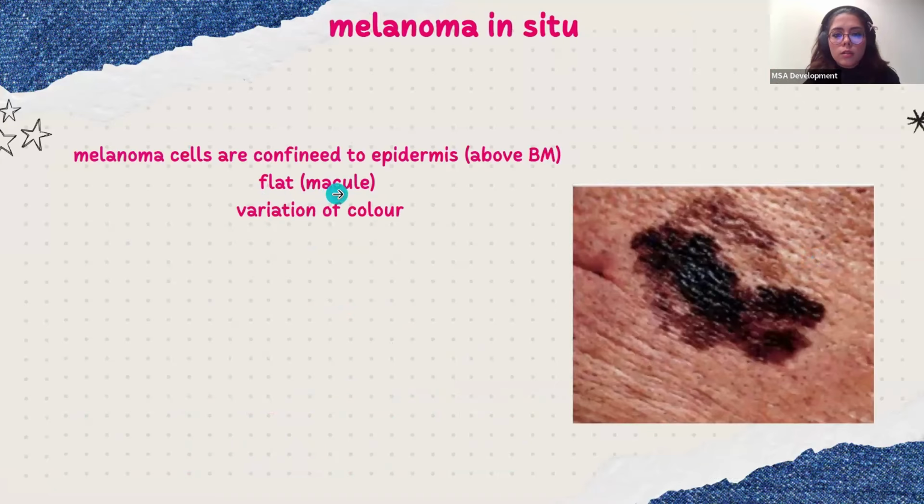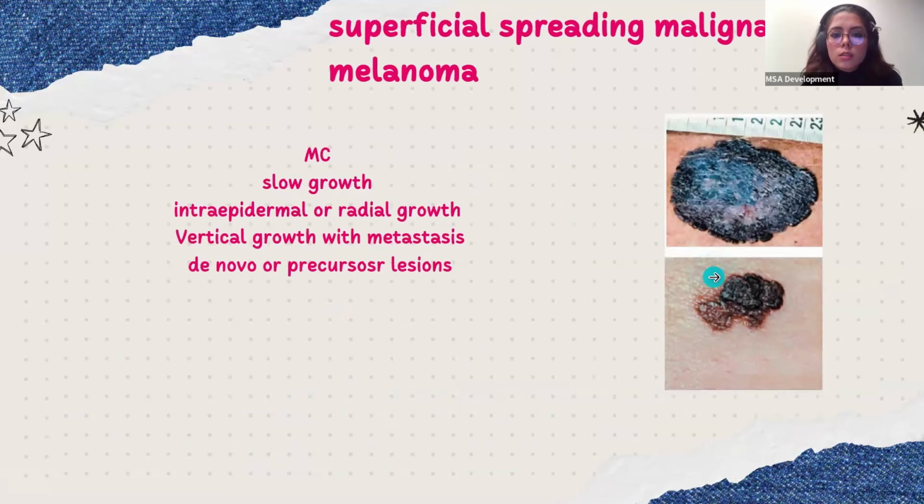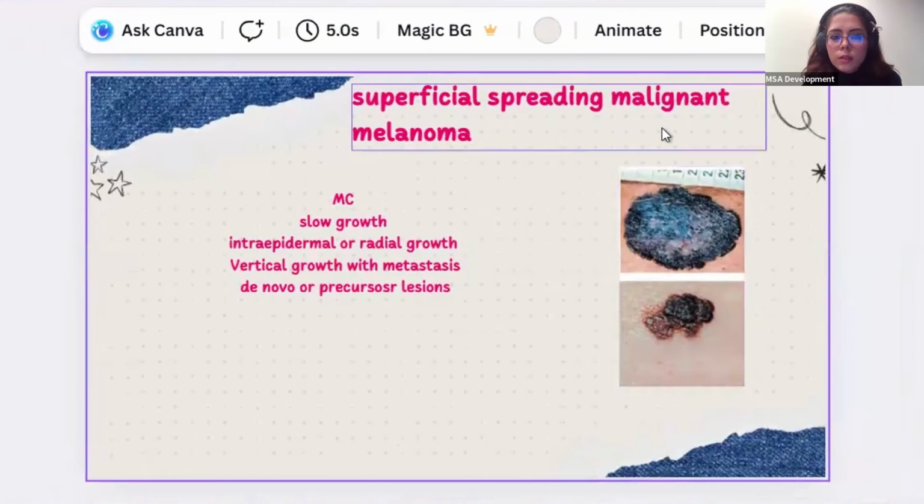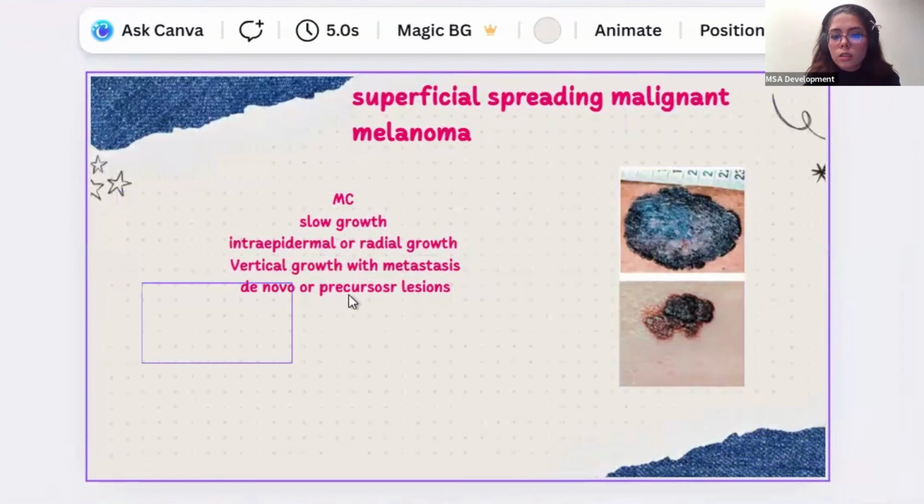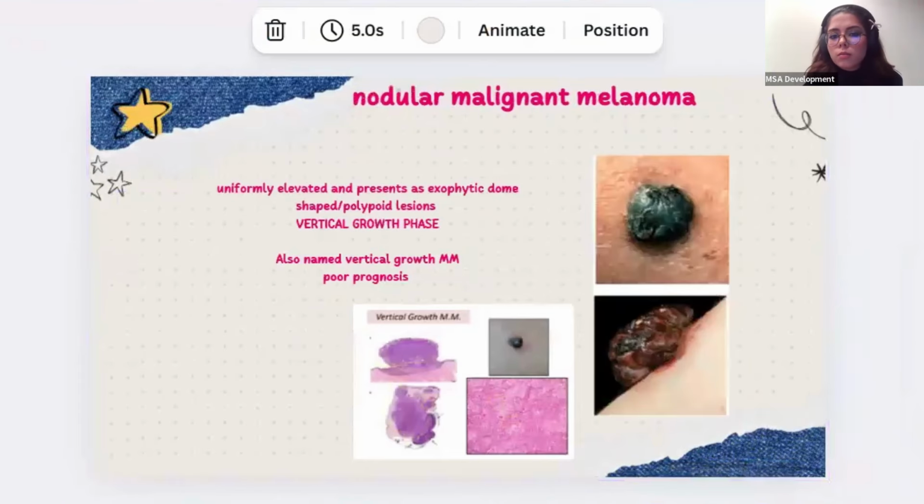They're confined to the epidermis above the basement membrane, and there is a variation of color as well. This is called superficial spreading malignant melanoma. So it's not going down, it's going up. It's kind of like when you spill water, it doesn't really go down, it just spreads. It's the most common, slow growth into intraepidermal or radial growth, vertical growth with metastasis, de novo or precursor lesion. Do you need to know this? I don't think so. But again, keep it in the back of your head.